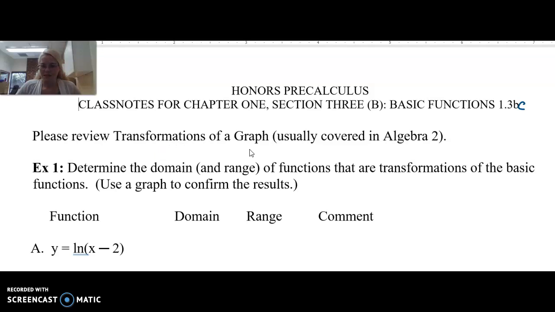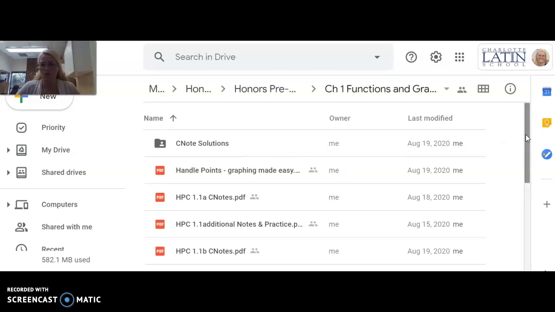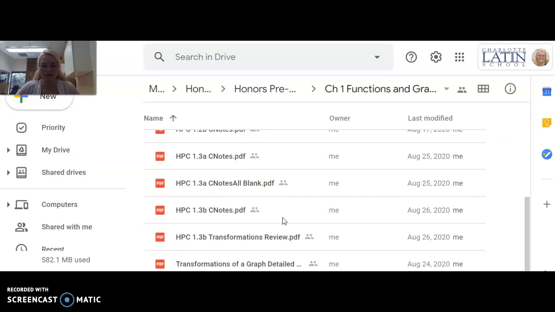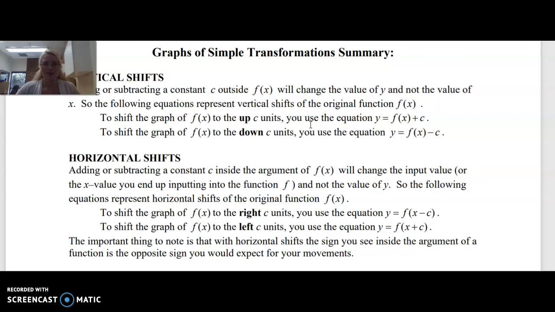So depending on when you took Algebra 2, you have hopefully seen transformations before. I wanted to point out a couple things. In our shared drive folder, in Chapter 1, Functions and Graphs, if you scroll to the very bottom, there are a couple PDFs for your referral. This is a small, quick PDF, just one page, Graphs of Simple Transformations Summary.